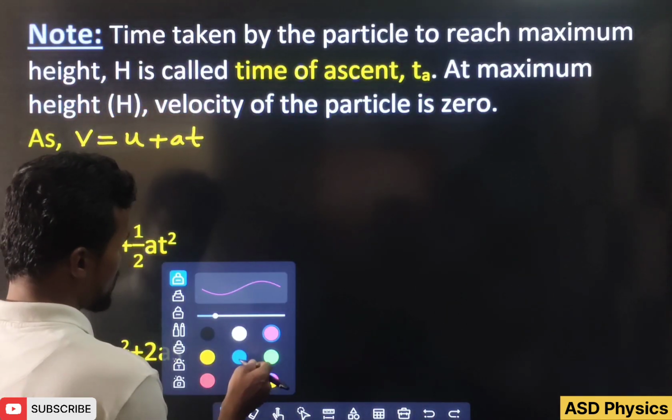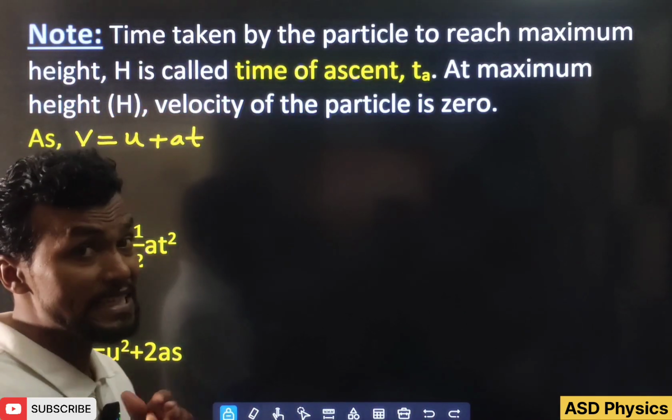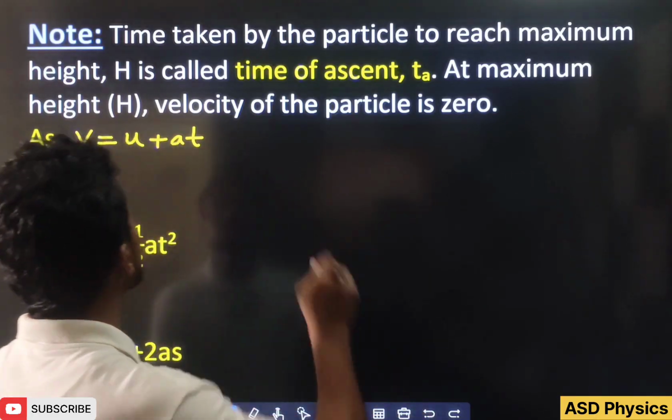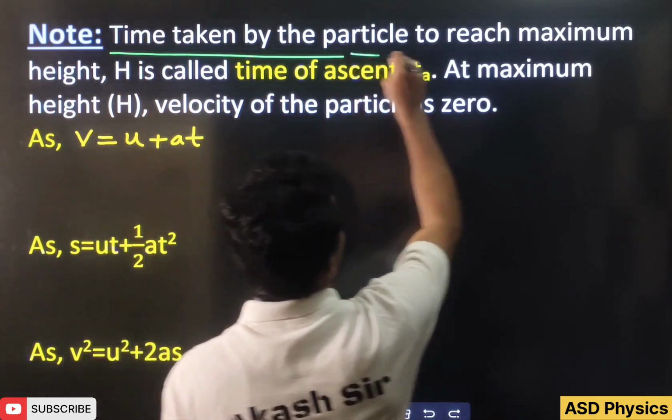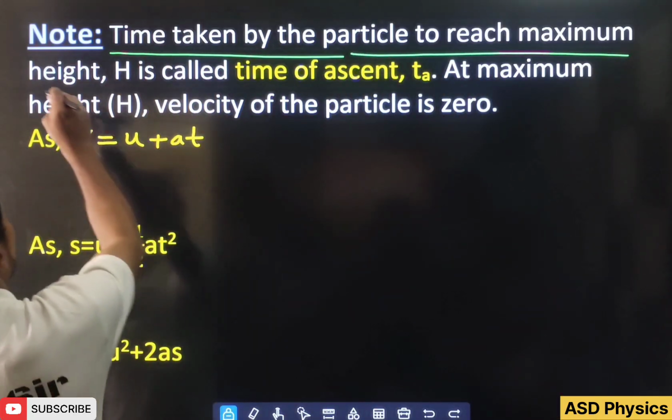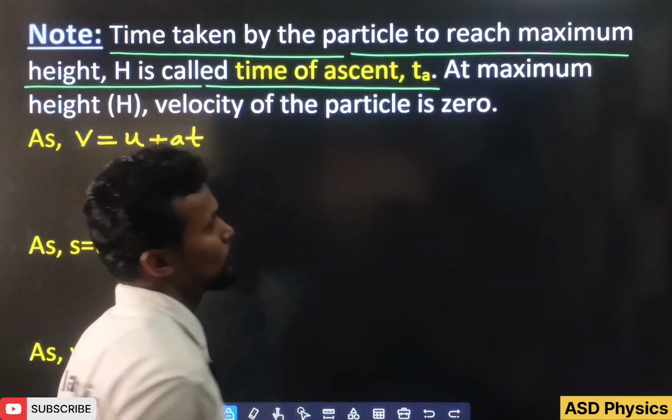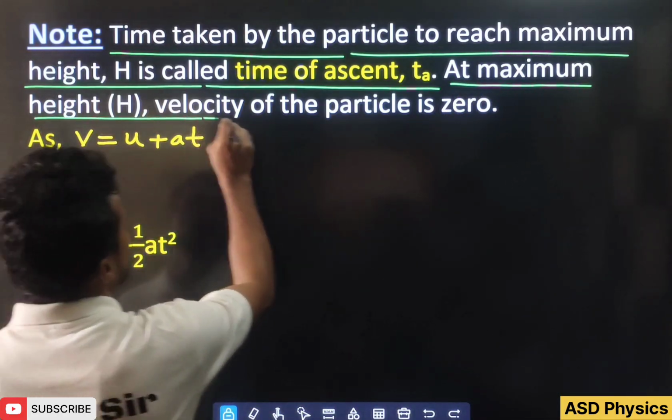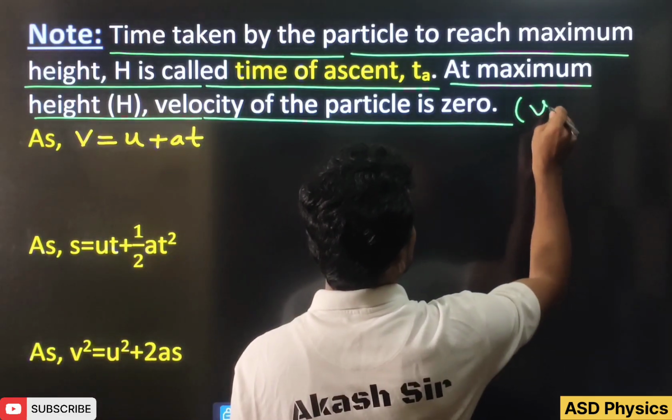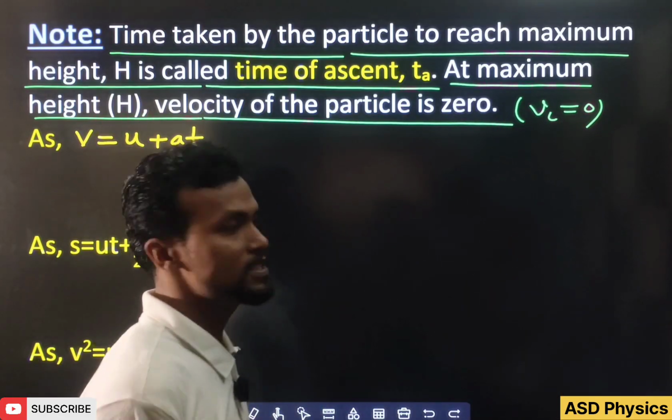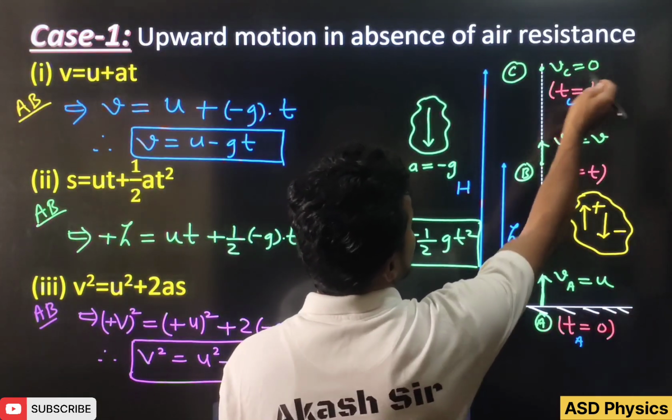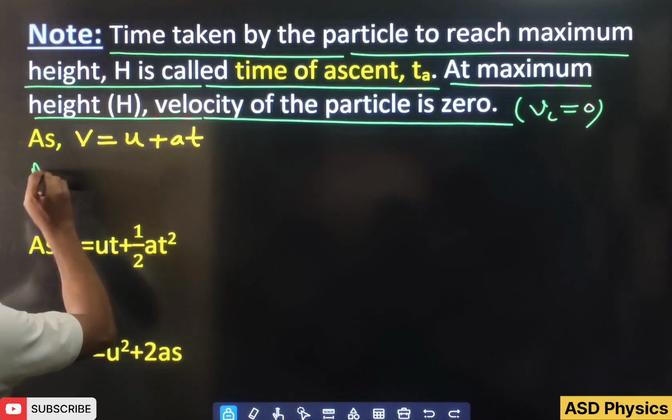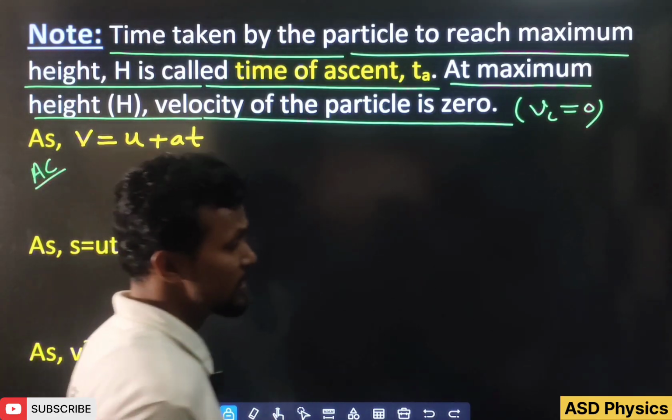Now let's see that situation again, but from point A to C. As of now we analyzed from A to B, now we will analyze from A to C. Note, the time taken by the particle to reach maximum height h is called time of ascent, Ta, as I have told you. At maximum height, the velocity of the particle is 0, and as I have written, Vc is 0. Now I am going to use these equations of motion from point A to C. A is the initial point, C is the final point.